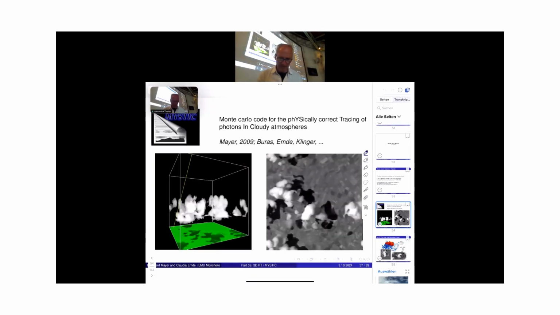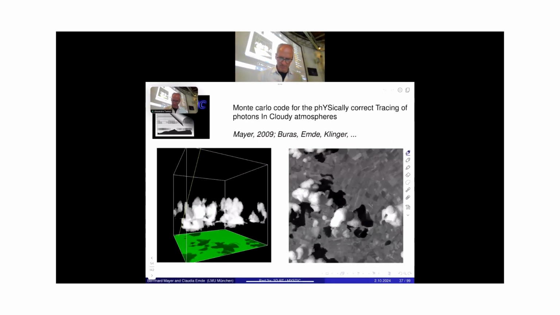And I already mentioned several times that there's something which we call Monte Carlo modeling. And so I tried to explain a little bit what that means. In principle, it's a straightforward technique. What you see here on the left-hand side is a typical scenery we use for our Monte Carlo code.